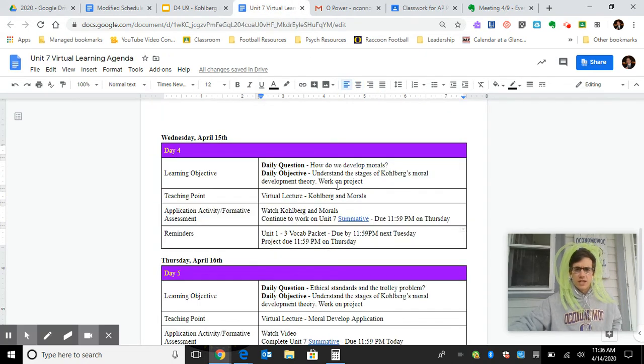So what we're going to focus on today is Kohlberg's moral development theory, which is one part of your project. This will give you some more background information on that. If you have already started on it, you might have looked at the website a little bit, but this should give you enough information so you feel comfortable doing that in your project. It will be a quick overview of Kohlberg's theory, and then you can have time to work on your project. The project is going to be due 11:59 p.m.